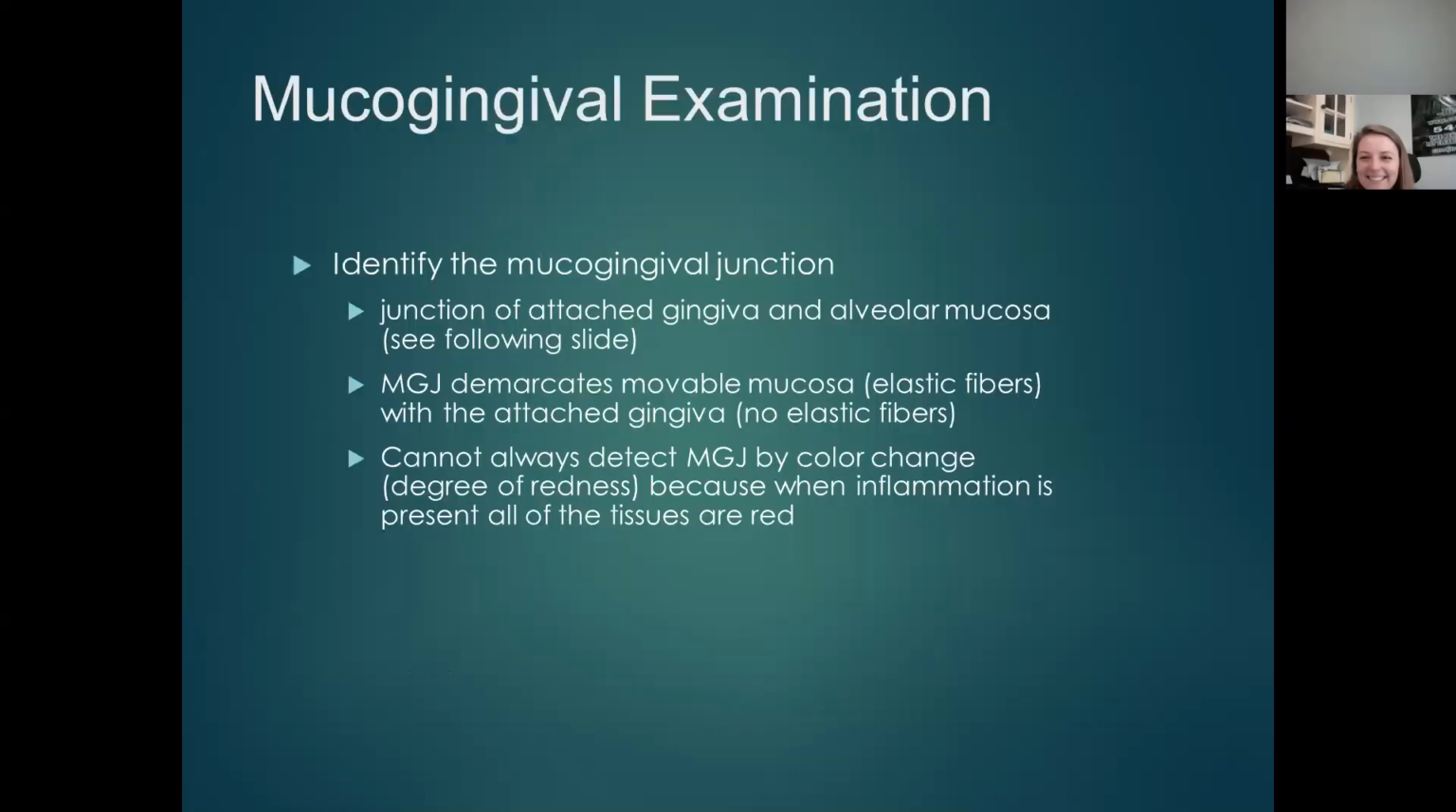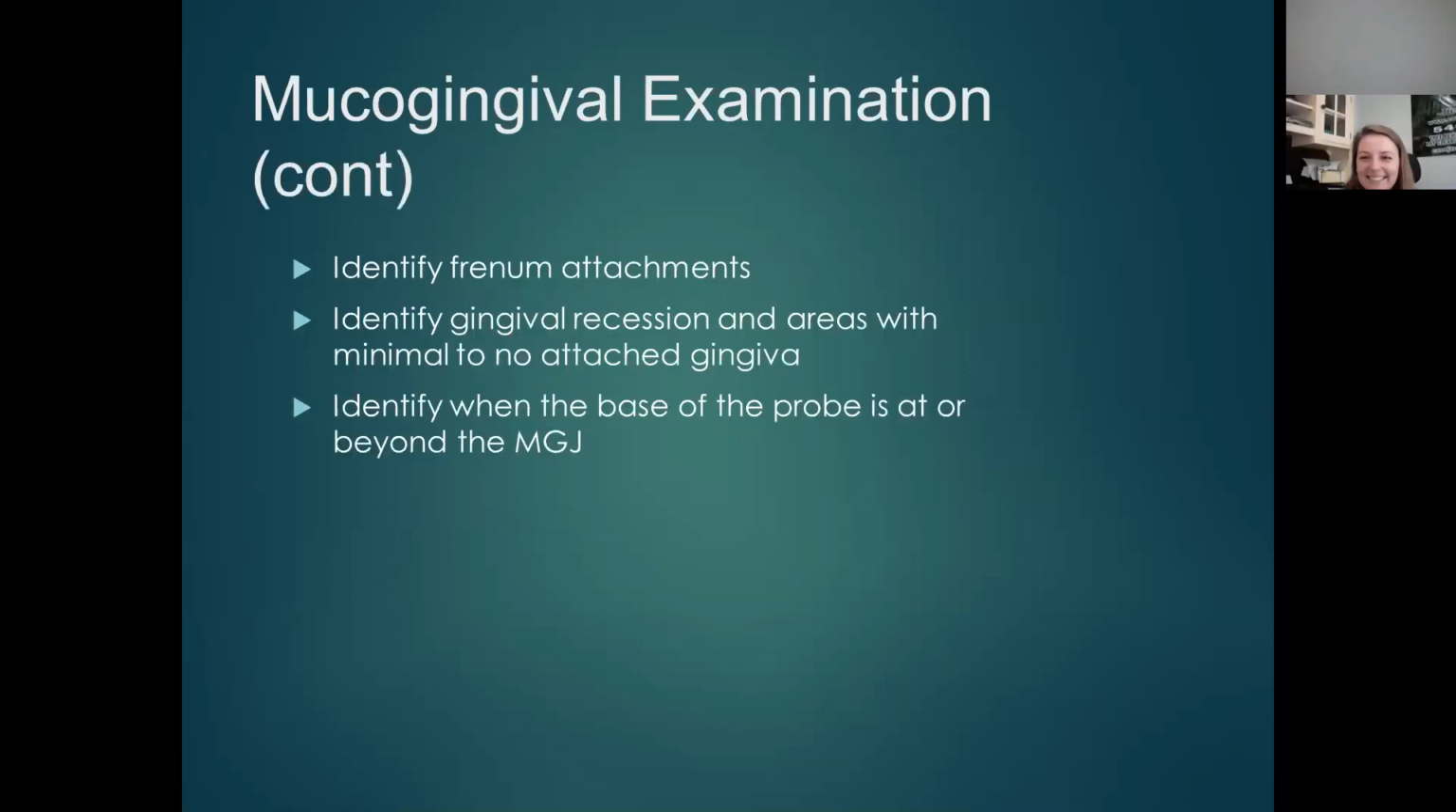Generalized attachment loss. We need to know where that mucogingival junction is, and that is the area that demarcates the movable mucosa from the attached gingiva. We can't always see it by color differences, so sometimes you have to take a periodontal probe and see what's movable and what's not.